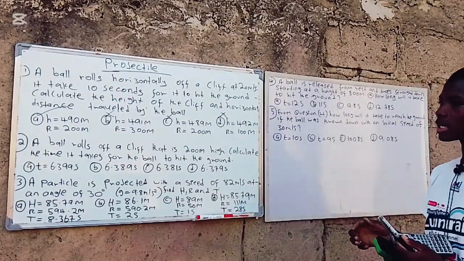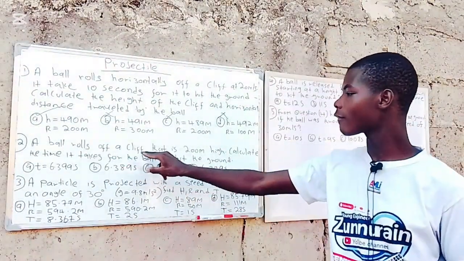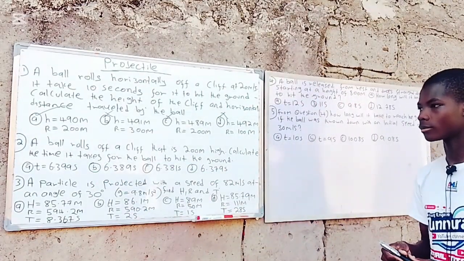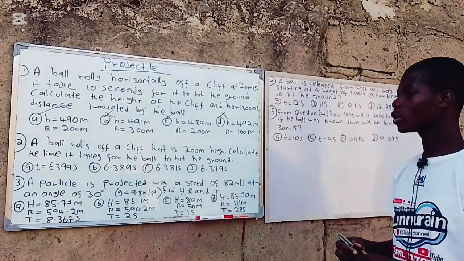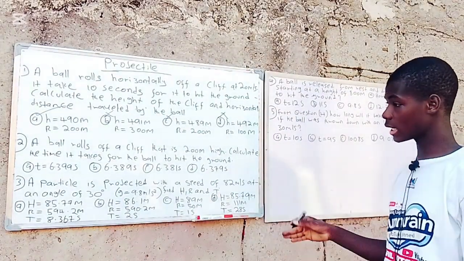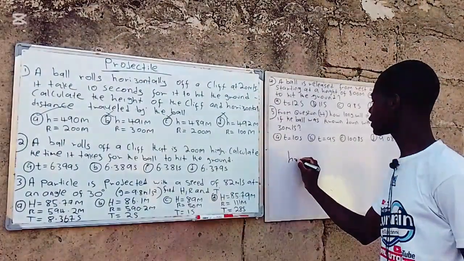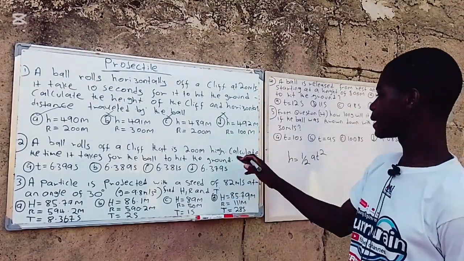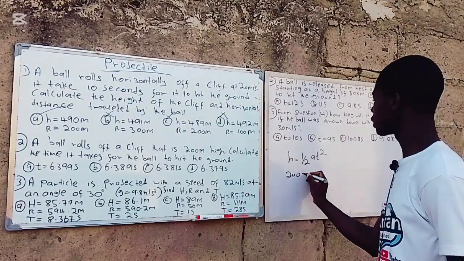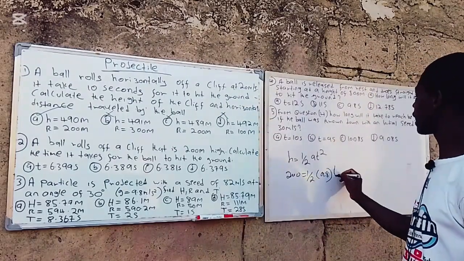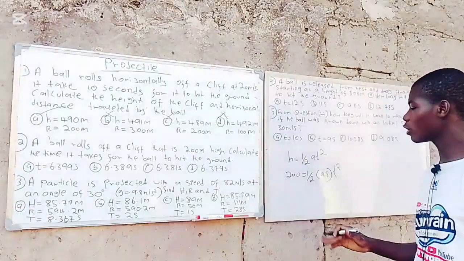The next question says that a ball rolls off a cliff. What does it take for the ball to hit the ground? So we are going to calculate the time whereby the ball hits the ground. So h is equal to half t squared. The height, which is 200, is equal to half multiplied by 9.8 multiplied by t squared. I'm looking for the value of t.